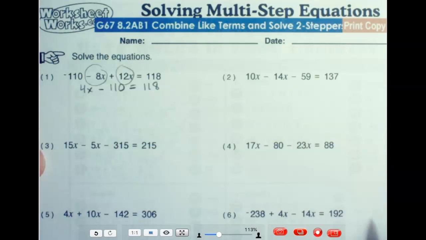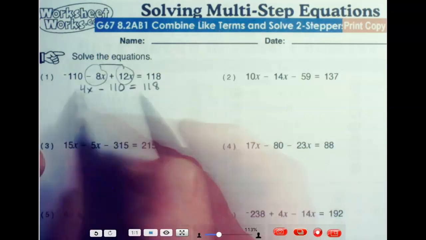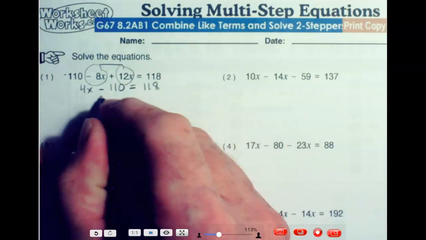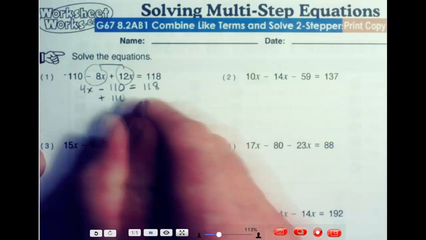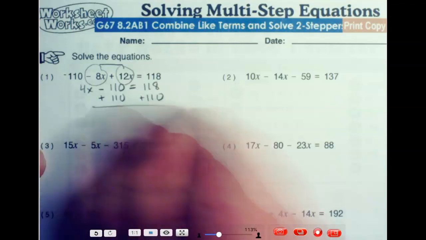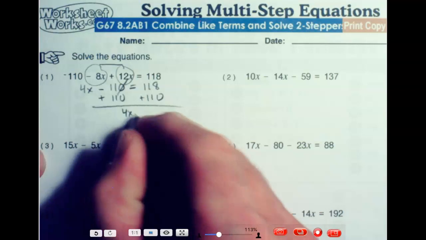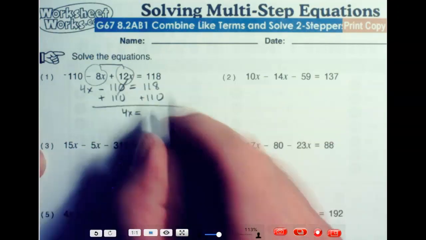So I used the combining property here to get that 4x, and then just put the negative 110 over here. So now I've got to get rid of the negative 110. Again, I'm trying to solve for x here, so I'm going to add 110 to this side, add 110 to that side. These guys cross off. I'm left with 4x equals, well, this looks like 228.